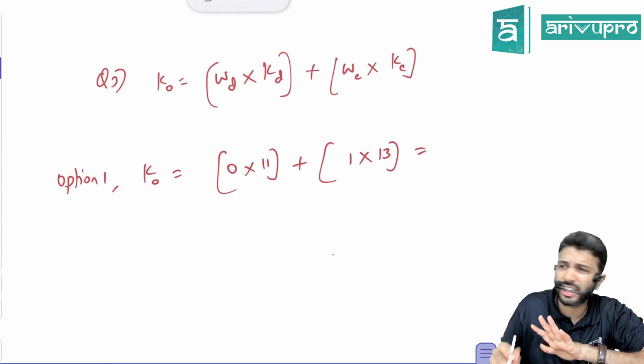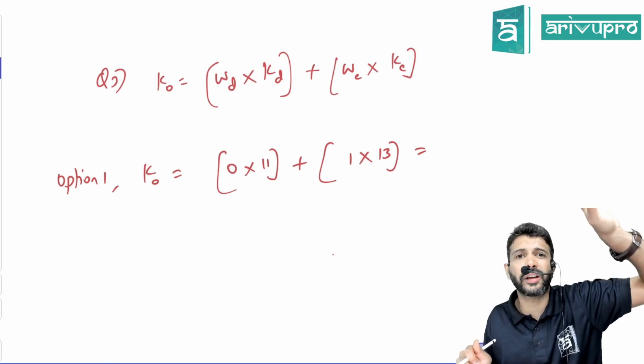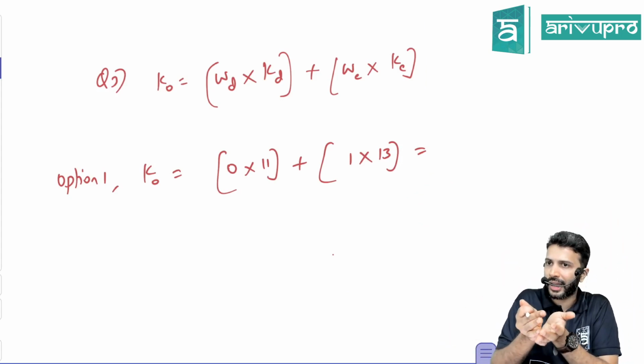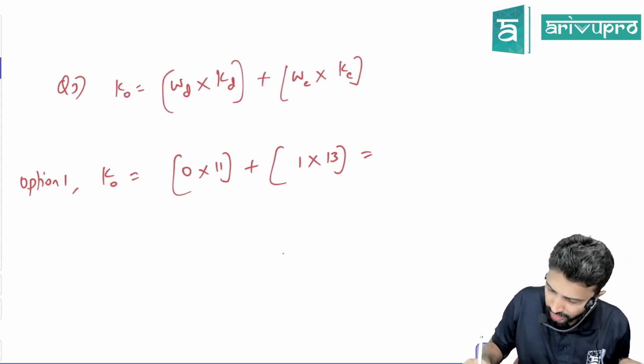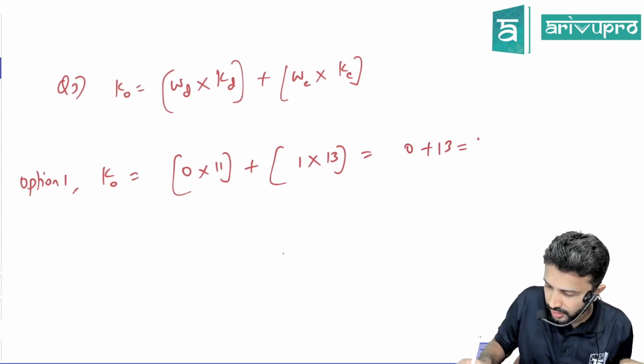I'll express it in percentage only so that I don't have to convert it once again. If you want to work in decimals, you can, but later you'll have to convert that decimal into percentage. So what is this, sir? 0 plus 13, which is 13%.